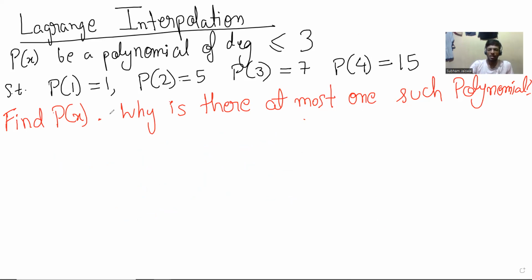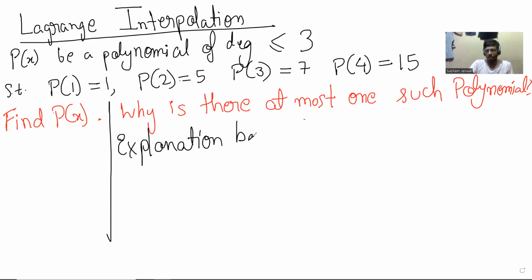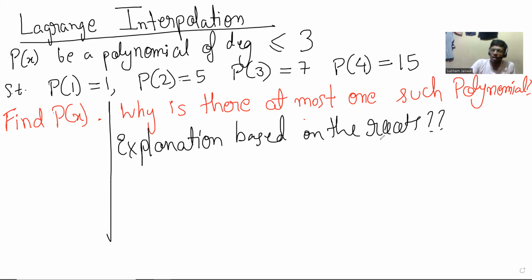Anyone? Can you give an explanation based on the roots? What do we know about the roots? Well, if it's a 3-degree polynomial, then it will have at most 3 roots. So let's say it has 3 roots for the moment. So we cannot have 4 points where it is 0, unless it's a 0 polynomial. So based on that, could you say why there should be a unique polynomial? What if there were 2 polynomials?